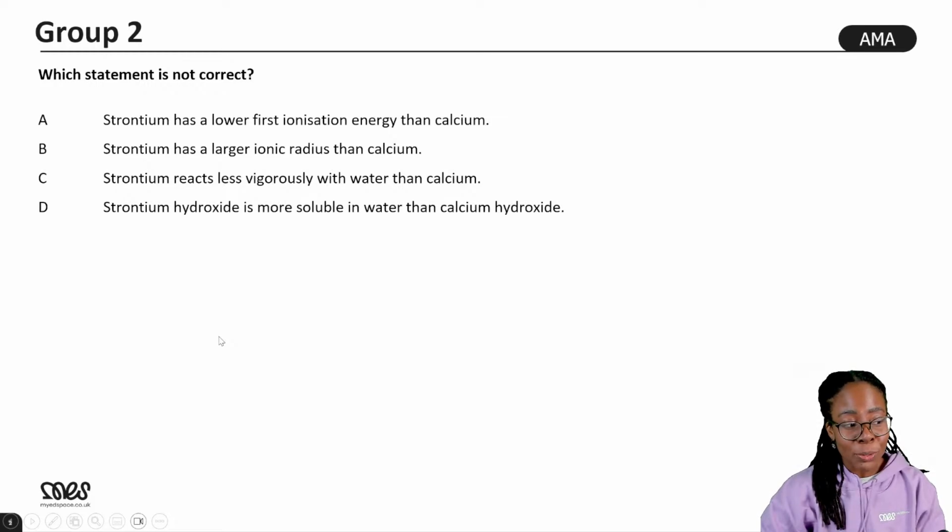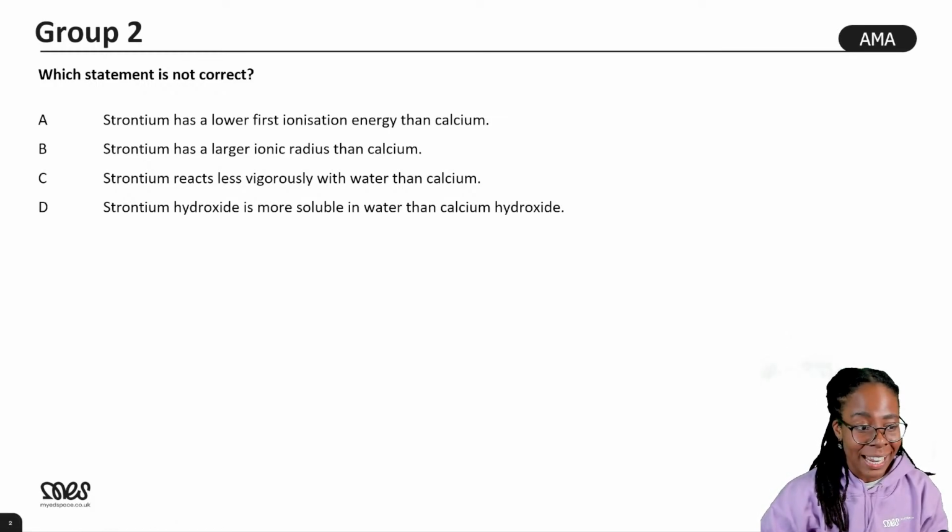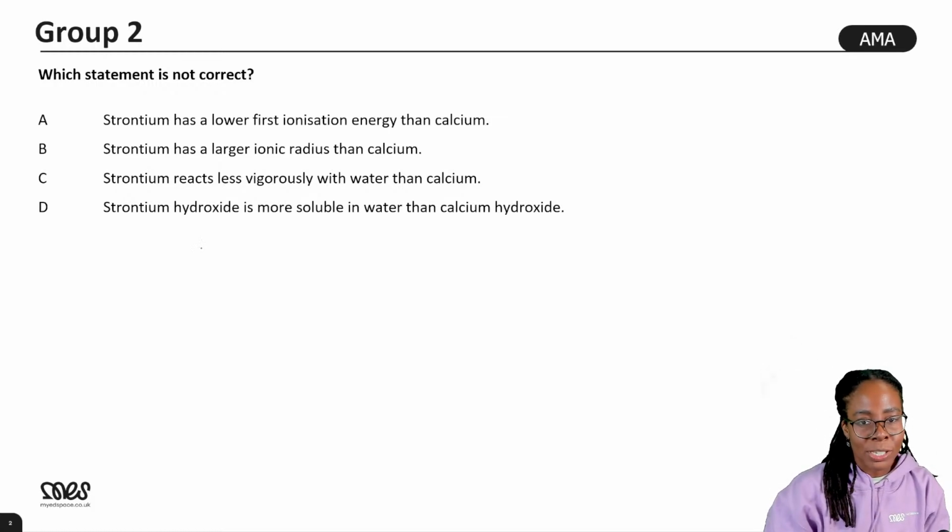We'll start with group 2, which is the simpler one, right? There's slightly less to focus on. Yes, JM, this is A level. So you'd come across this in year 12 of A level. Hi, Patrick. Yay. Hi, good evening. So for group 2, which statement is not correct?